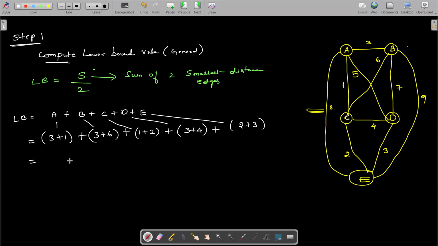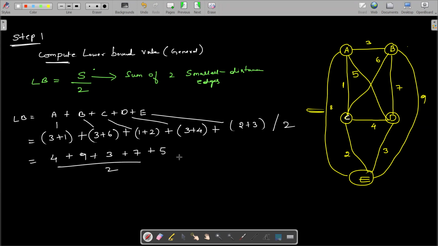So that is equal to, now calculate this one. What you will get? 3 plus 1, 4 you will get. Again 9 you will get. 3 you will get. Again plus 7 you will get. Again plus 5 you will get. Okay, divide by 2. So that's why divide by 2.